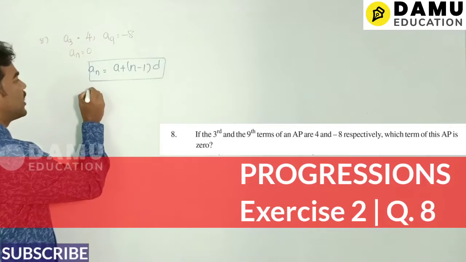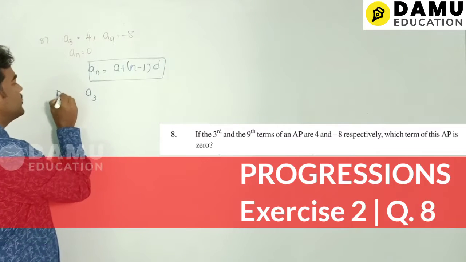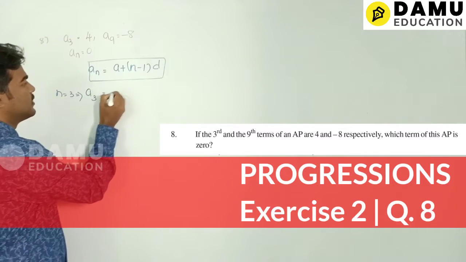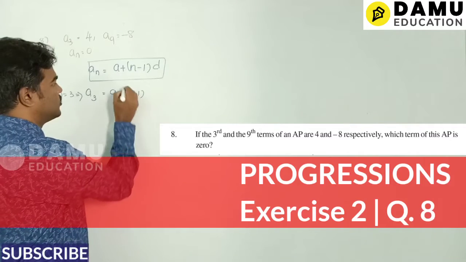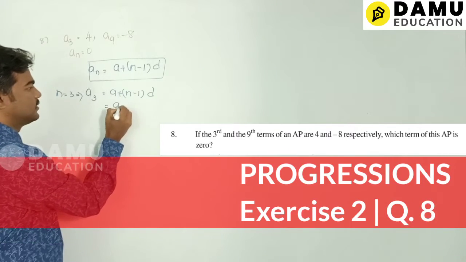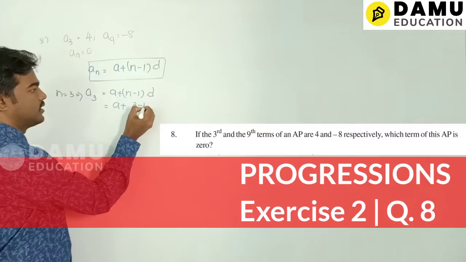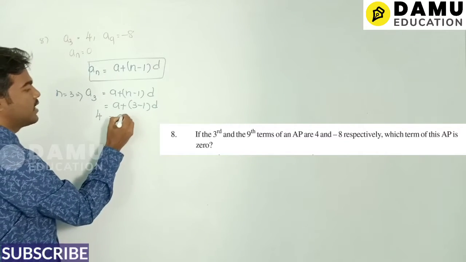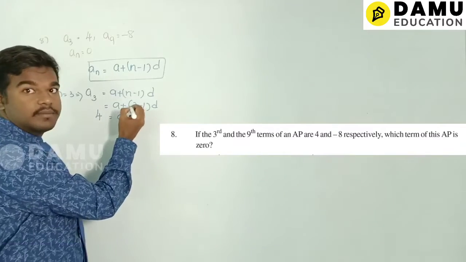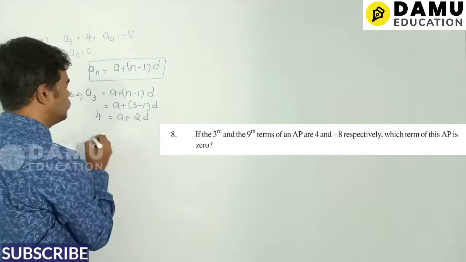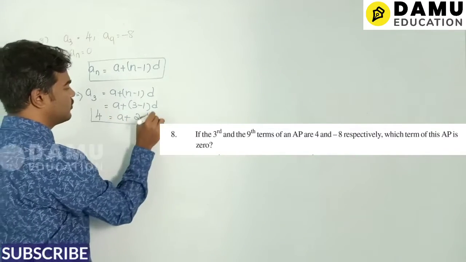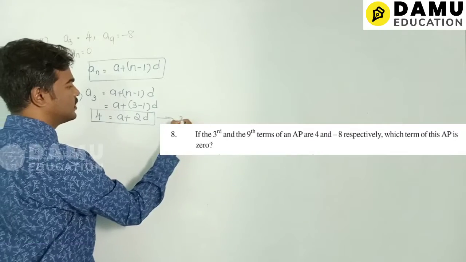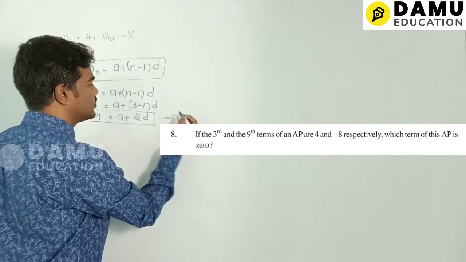So first the third term, that is a3. So here n is equal to 3. That implies a plus n minus 1 into d. So a plus n, n equal to 3, minus 1 into d. So let's go into the third term. They are given 4. A plus 3 minus 1 will be 2d. So here we got 4 equal to a plus 2d. Let's take that as equation 1.